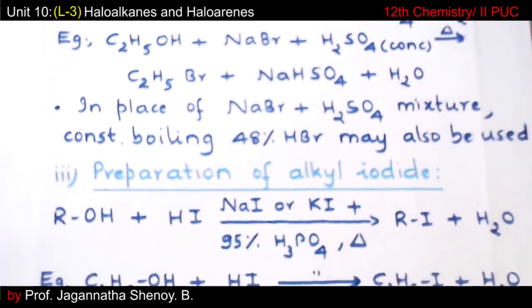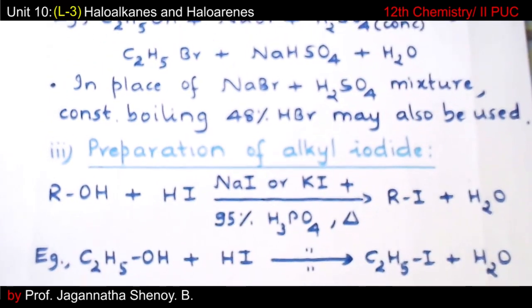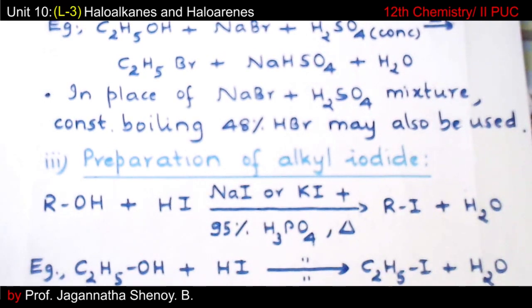To write a specific example, we will consider ethanol, C2H5OH, and HI. How do we prepare it? Sodium iodide or potassium iodide with 95% H3PO4. You heat it, you get ethyl iodide and water. You can observe one important difference over here.